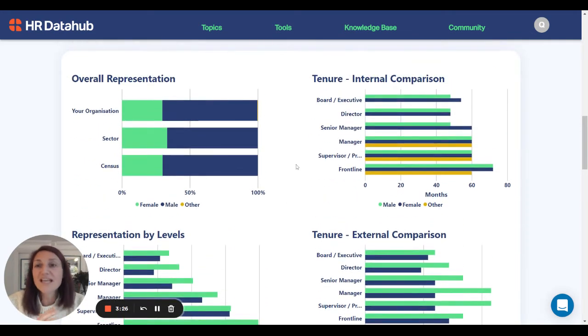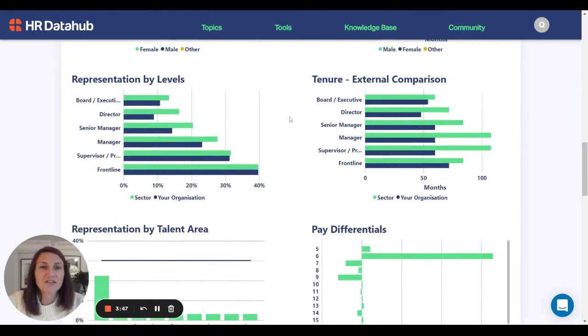So what does tenure look like for women versus men in my organization? So I see that I actually don't have that much of a tenure problem internally. In fact, there are some areas where there are discrepancies. Women are staying longer than men in some of their roles. Is it that much longer? Probably not. It's maybe not something that I need to take a note of.